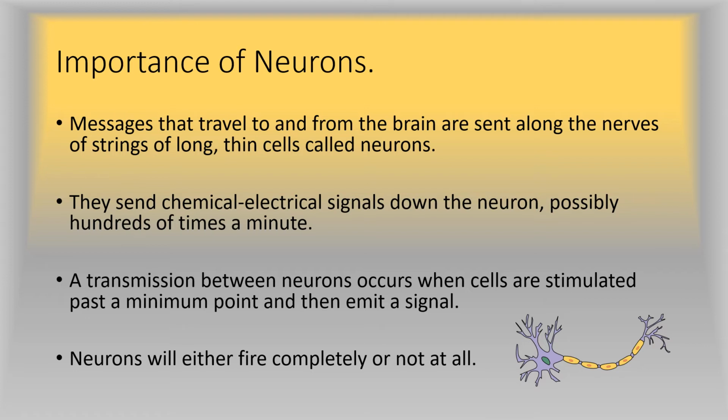So a transmission between neurons occurs when cells are stimulated past a minimum point and emit a signal, and neurons typically either fire at all or not at all. So there's no in between. They have to do it all the way or they can't do it at all.